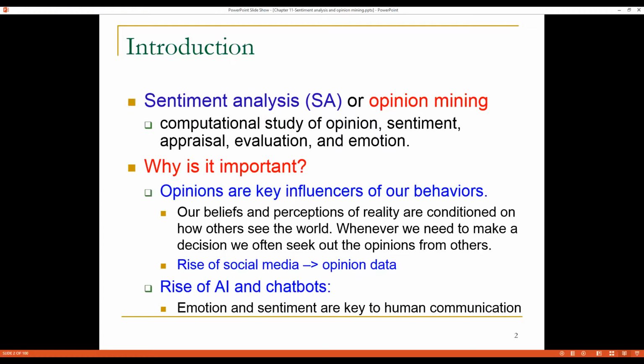With the rise of social media, there's been a rise of opinion data. With the rise of artificial intelligence and chatbots, emotion and sentiment are key to human communication.